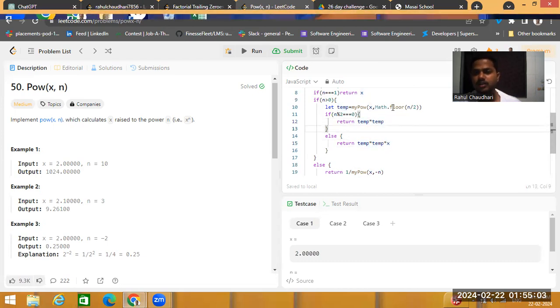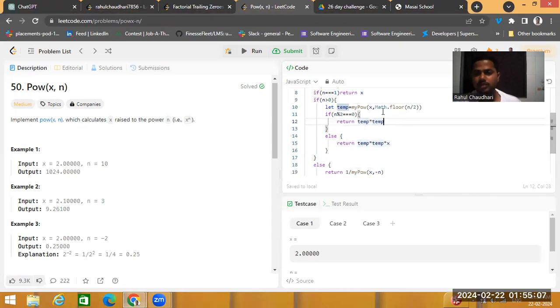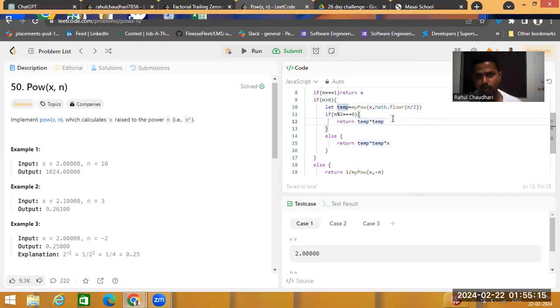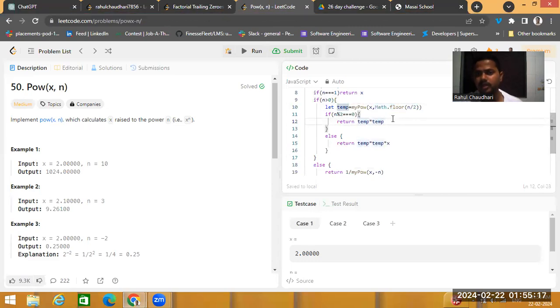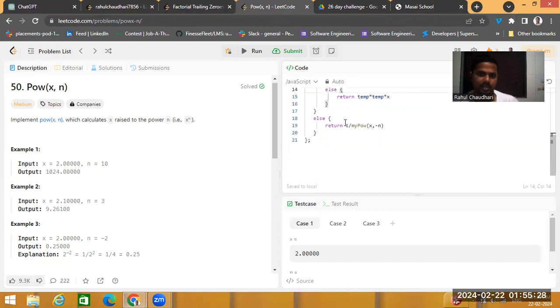Because if the number is odd, we are taking only one portion and neglecting the remainder, so in the result we have to add this. And in the else part, if n is negative, then we just return 1 divided by the result, with the minus.